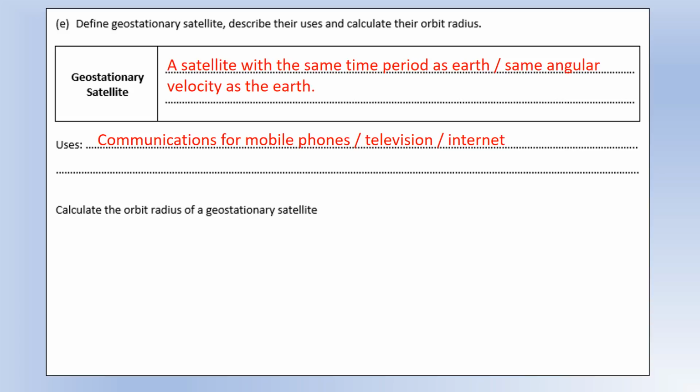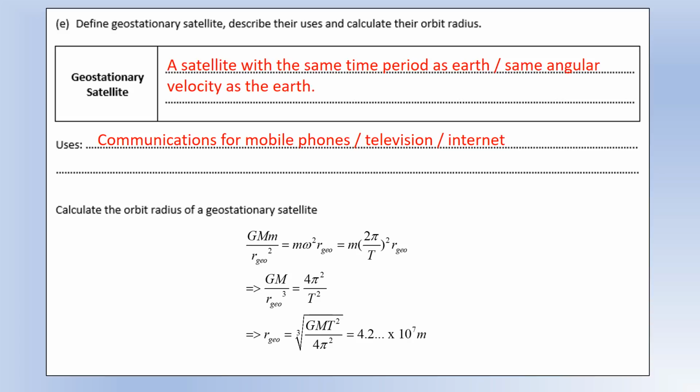And as I showed you in the example, we can work out how far away we need to put geostationary satellites, and we can also work out how fast we need to make them travel as well. But that's how we can figure out how far away they are.